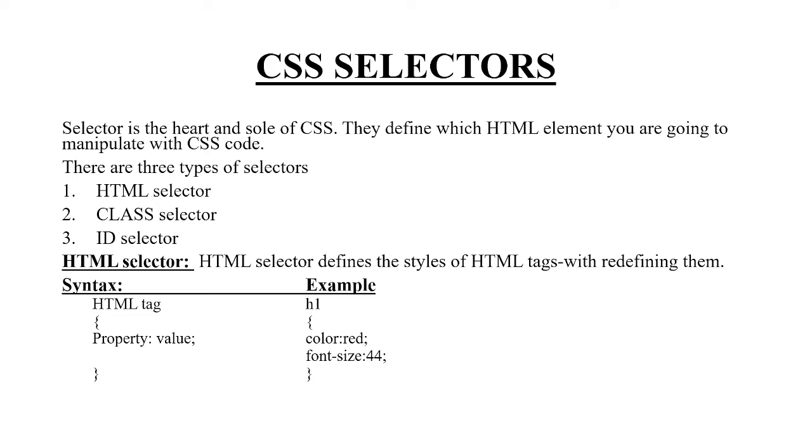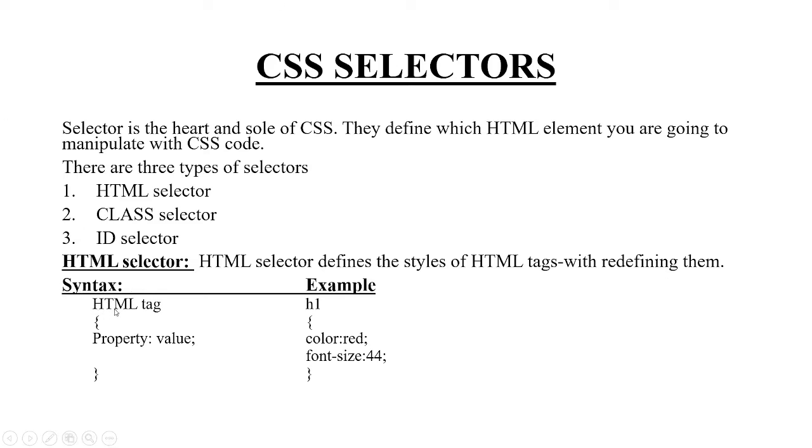There are three types of selectors. The first one is HTML selector, second one class selector, third one ID selector. Now let us look at HTML selector. This HTML selector is going to define the styles of HTML tags by redefining those HTML tags. Let us look at the syntax over here. The syntax goes this way.